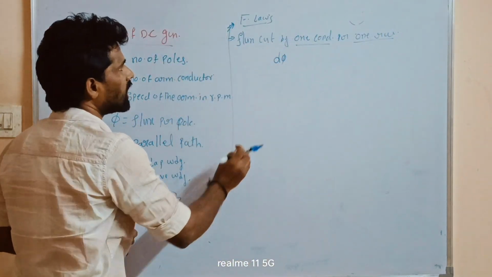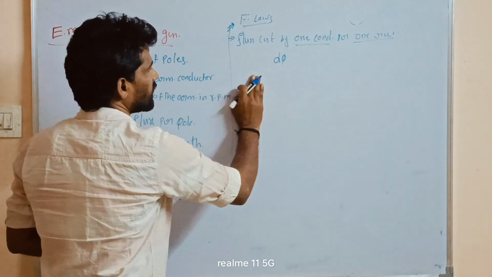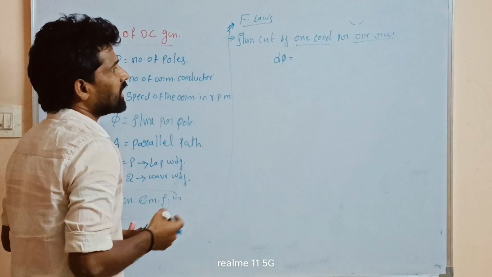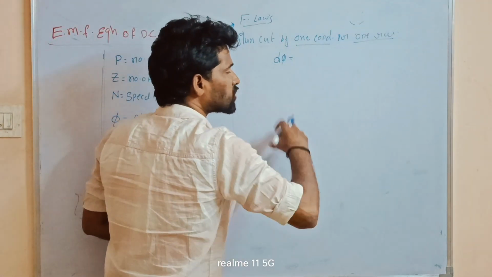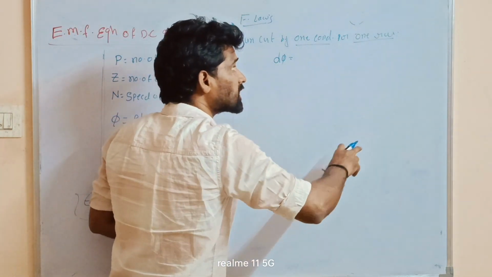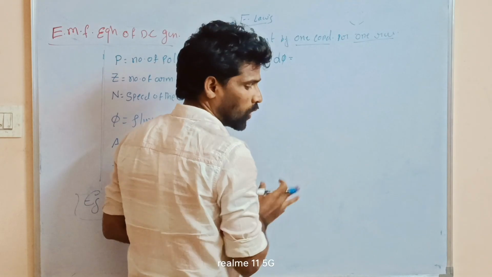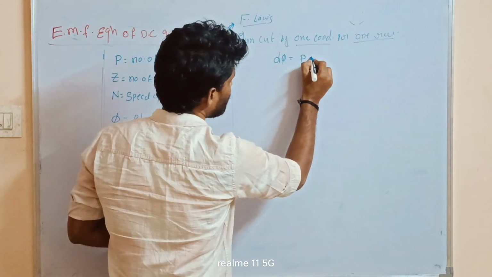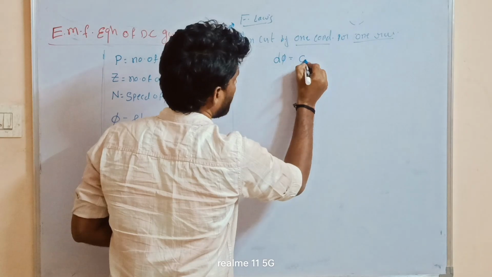So we need the small amount of flux, that is the rate of change of flux, which is d phi. So what is d phi? d phi is for one complete revolution. One complete revolution is taken over the number of poles, so that is the number of poles into the flux, that is P into phi.